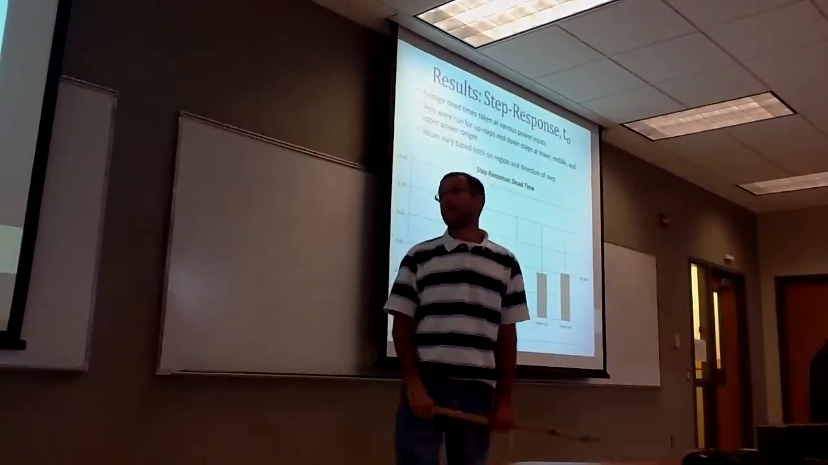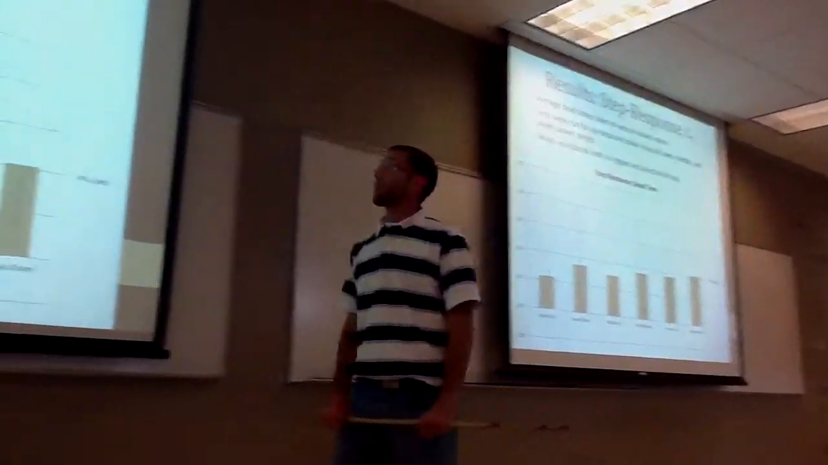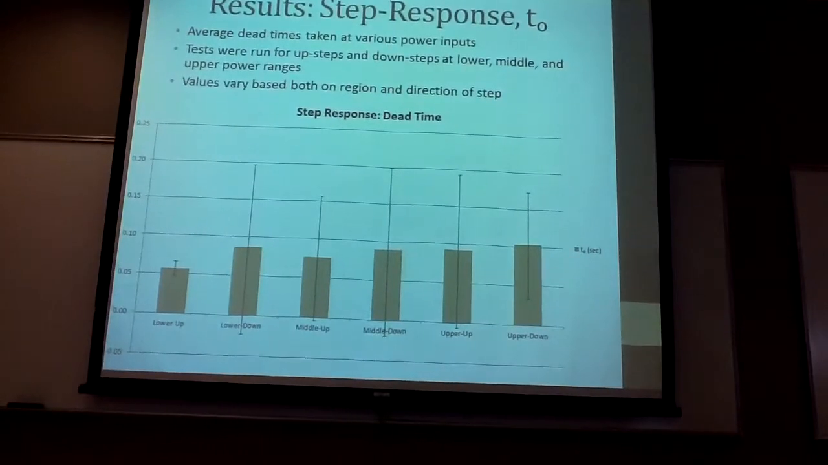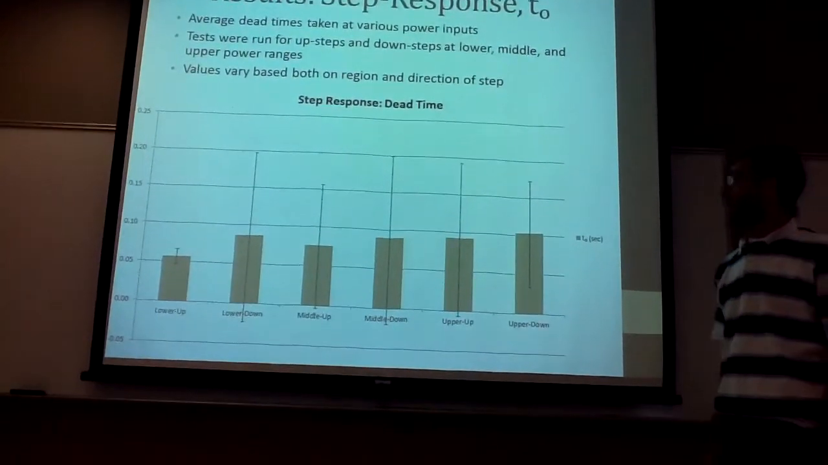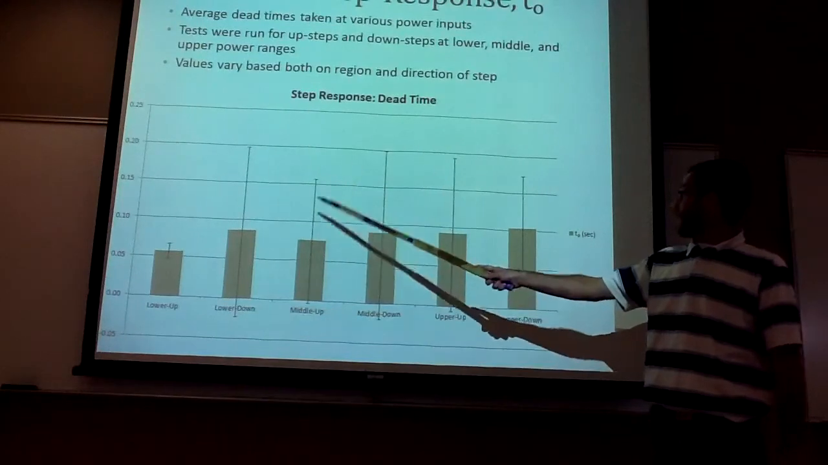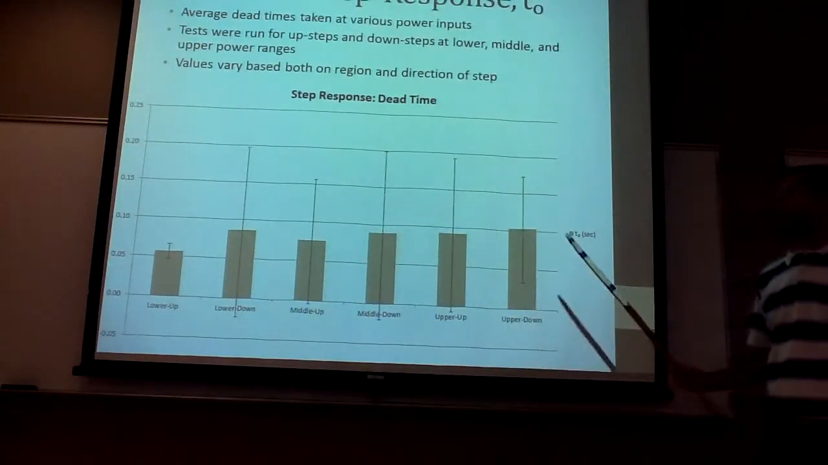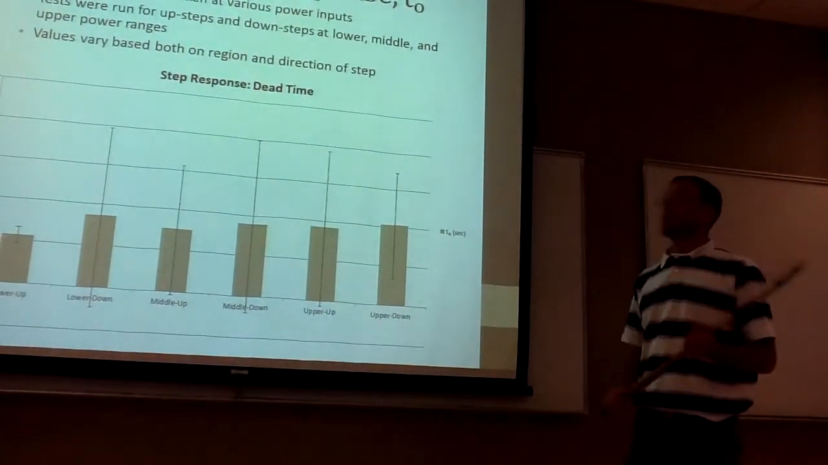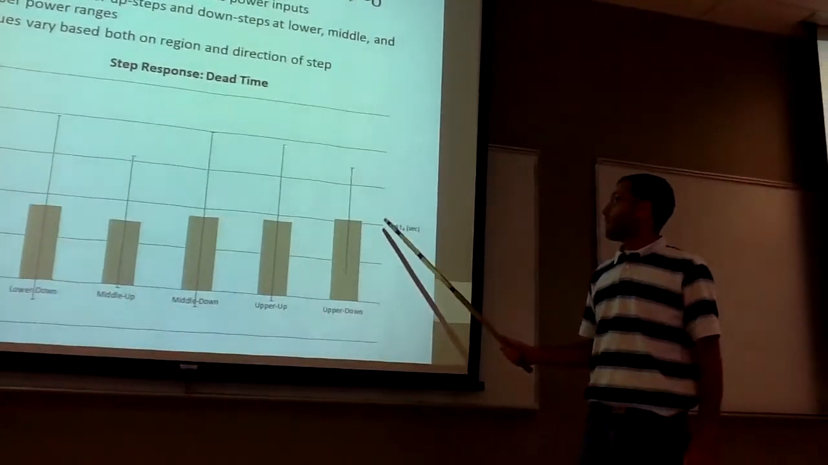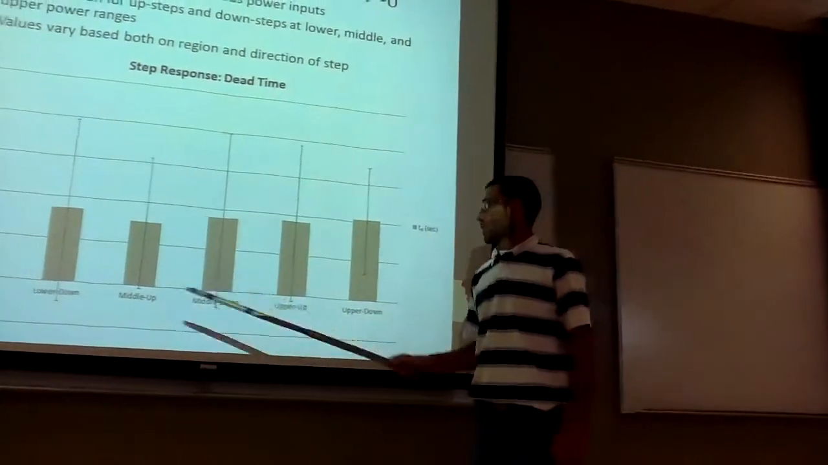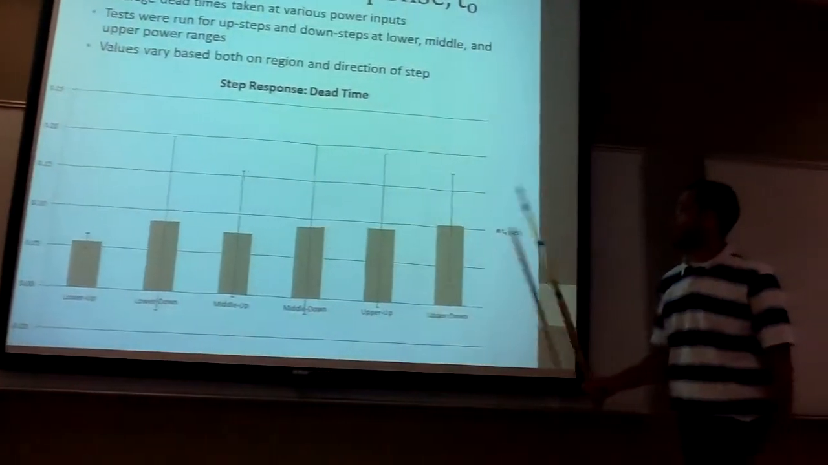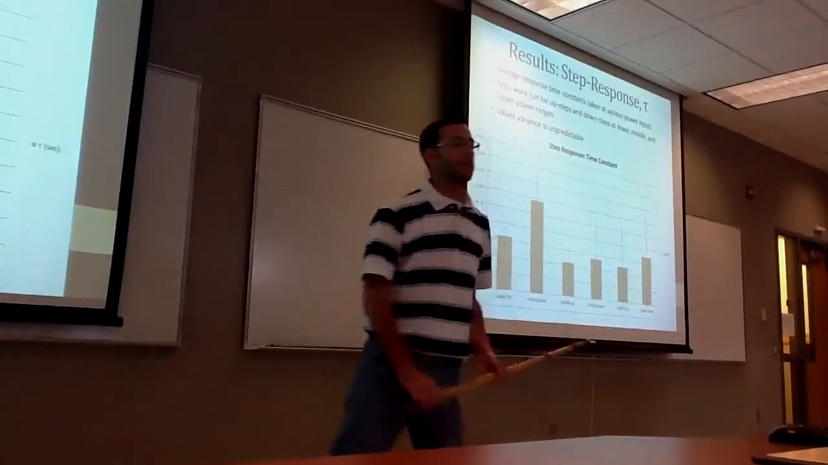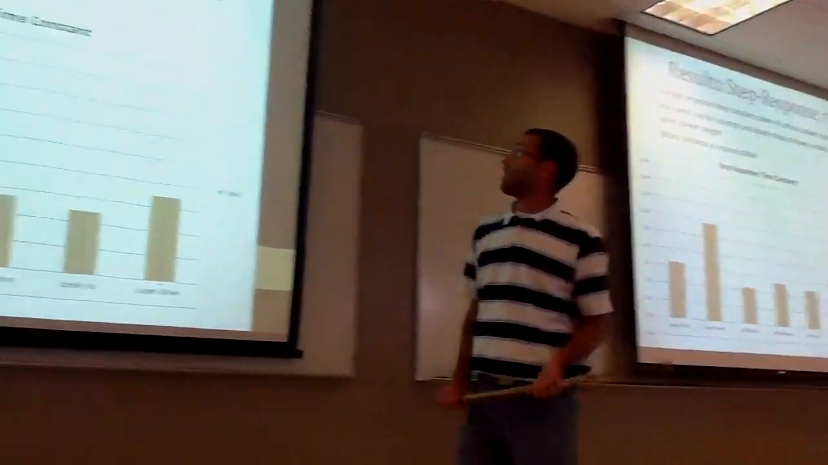Second thing we were looking for was dead time. Again, steps were run for up and down steps at all ranges. And these values vary based both on region and direction of the step. The steps down had a longer dead time, or time for the pressure to actually go down, than the steps up. And also, the higher the power, the longer the dead time as well, which is why these ones in the lower range are lower on this graph.